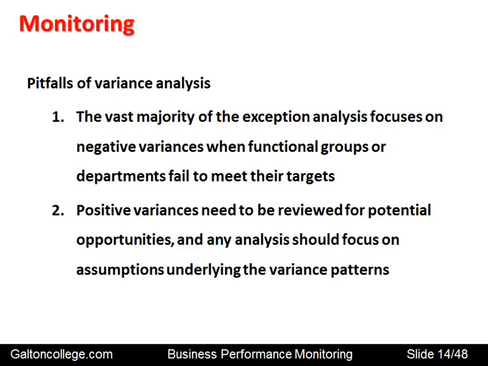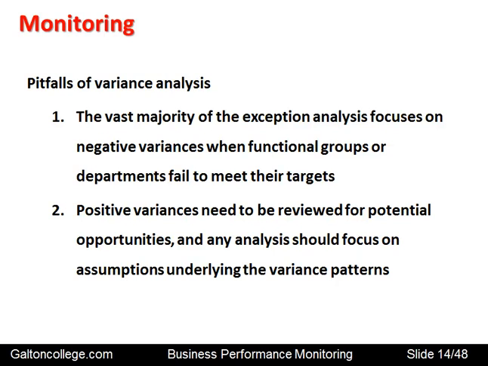However, positive variances need to be reviewed for potential opportunities, and any analysis should focus on assumptions underlying the variance patterns. Now, a positive variance is when a budget was allocated, let's say, to achieve a certain output, and the budget was underspent. The managers and the workers and the line managers and so on were so efficient that they underspent on the budget. Now, maybe the assumptions of the budget were wrong. Maybe the people who set up the budget in the first place had miscalculated. They had set the wrong budgets.